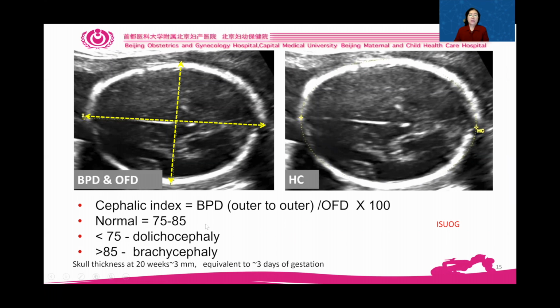If the CI is normal, we can calculate it from BPD and OFD, the ratio. The normal value is 75 to 85. If below 75, the head shape is dolichocephaly. If larger than 85, the head shape is brachycephaly. Skull thickness at 20 weeks is usually 3 millimeters, equivalent to 3 days of gestation, so about 3 millimeters.